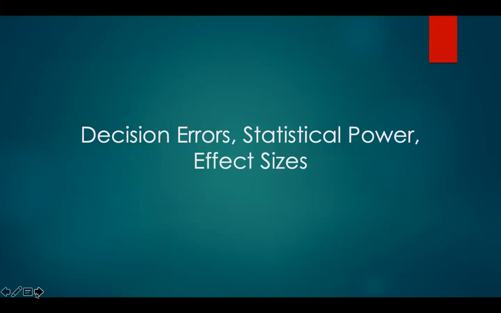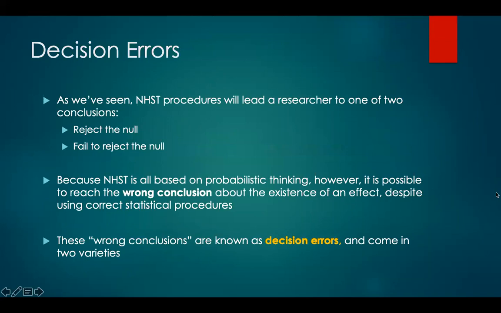So now I'll talk about decision errors, statistical power, and effect sizes, which is the heart of this lecture. So as we've seen so far, null hypothesis significance testing procedures will lead a researcher to one of two conclusions. We either reject the null, which means that our study supported our hypothesis, or we fail to reject the null, which means that our study is inconclusive. Now, because null hypothesis significance testing is based on probabilistic thinking, it's possible to reach the wrong conclusion about the existence of an effect, despite using the correct statistical procedures. Now, these wrong conclusions are known as decision errors, and they come in two varieties.